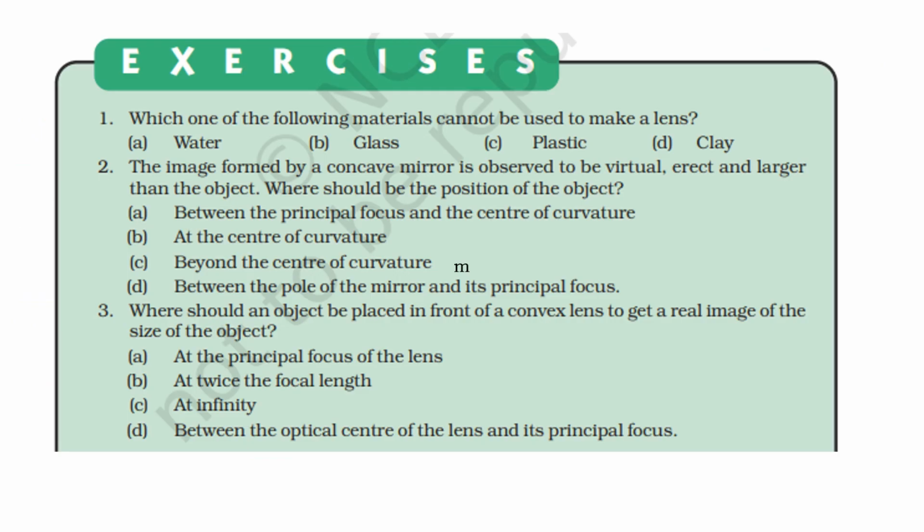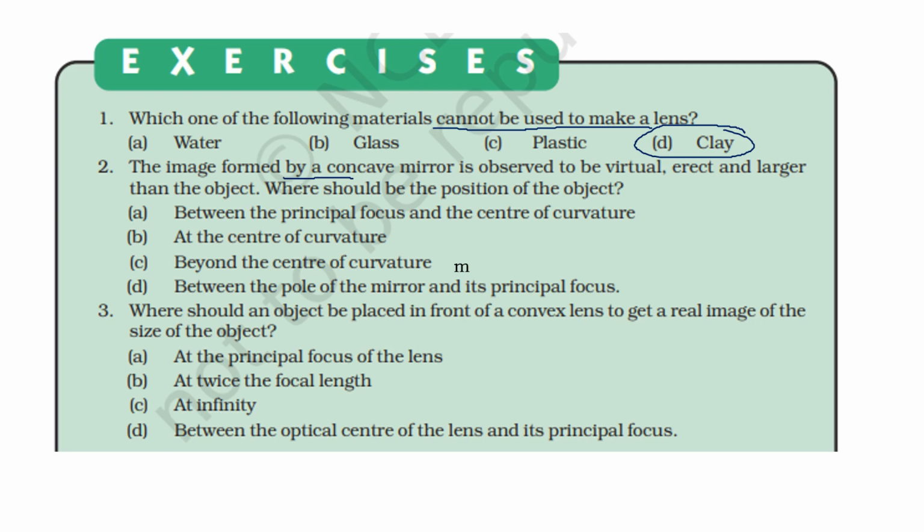So we have some in-text questions. This is the exercise given at the last of the chapter. Which one of the following materials cannot be used to make a lens? Lens can only be made with glass, plastic or water. They can be used, but clay cannot be used to make a lens.